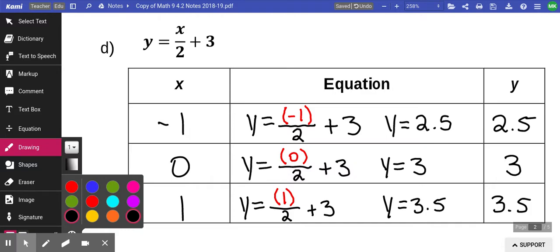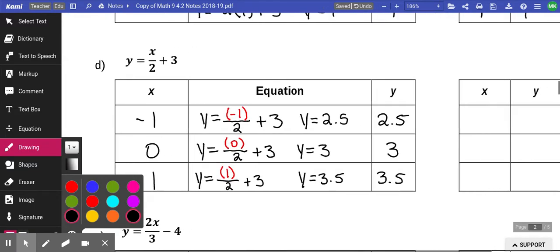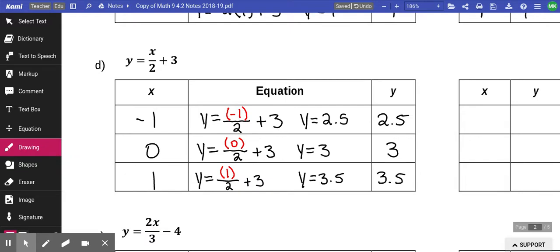Awesome. Again, these input output pairs are points on a graph. So I could write them as a table of values as well, just to nicely organize my points if I wanted to graph.